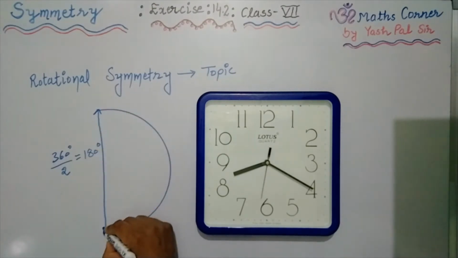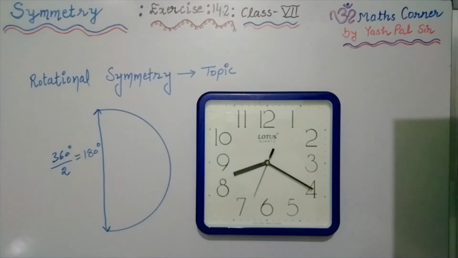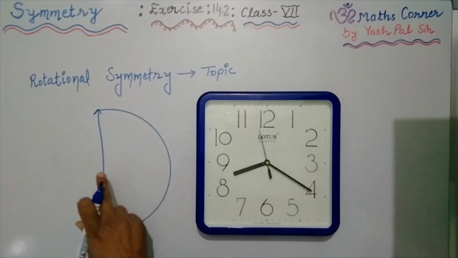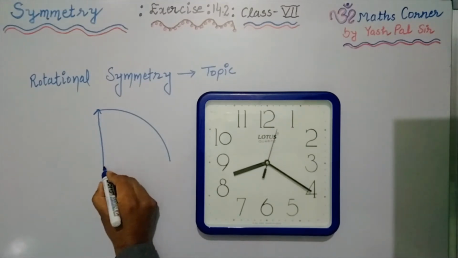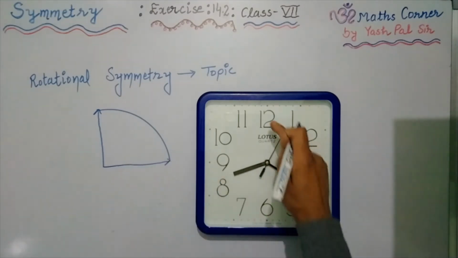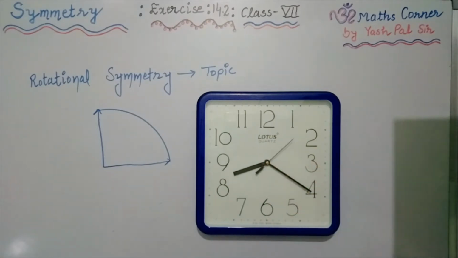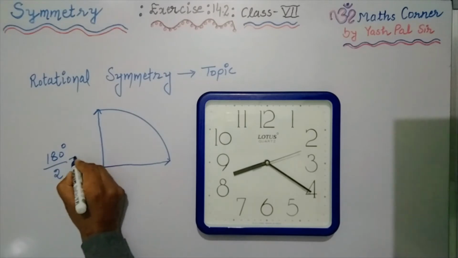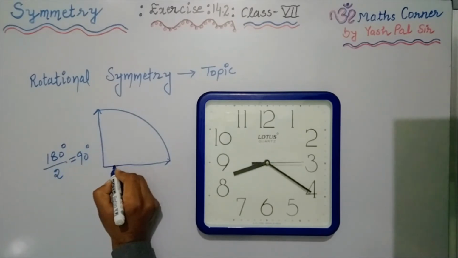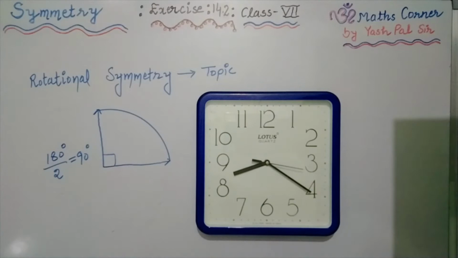From here to here, one straight line makes an angle of 180 degrees. Now again making the half, up to here, from 12 to 3, means half of 180 degrees, that is equal to 90 degrees. So from here to here is called 90 degrees.